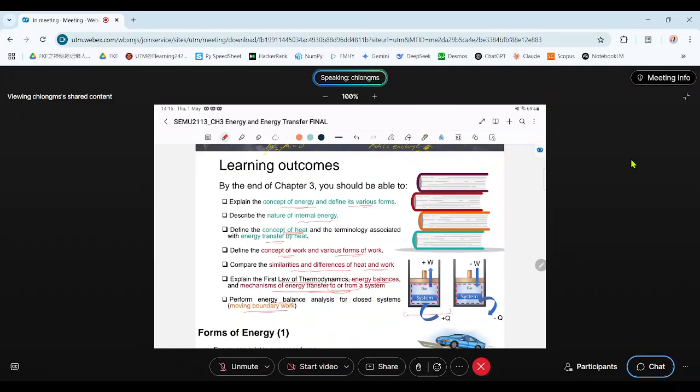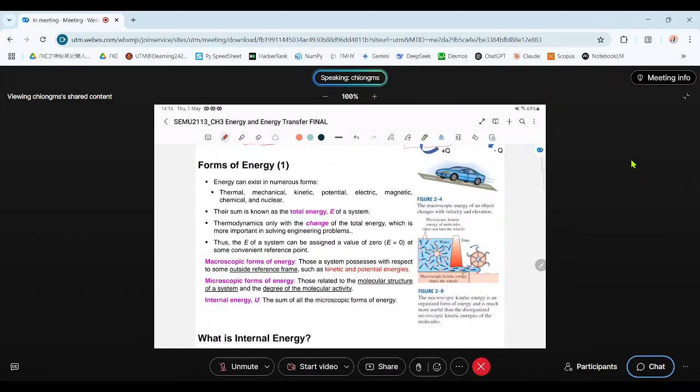Okay, and we'll be looking at moving boundary work as well, such as a piston, which means the boundary, which usually we draw as the dotted red line here, will move. So the minute it moves, it is doing work. So the boundary itself is doing work, and that kind of work we call boundary work, basically. Okay, so it's very general about what energy is about, and then how energy is being transferred.